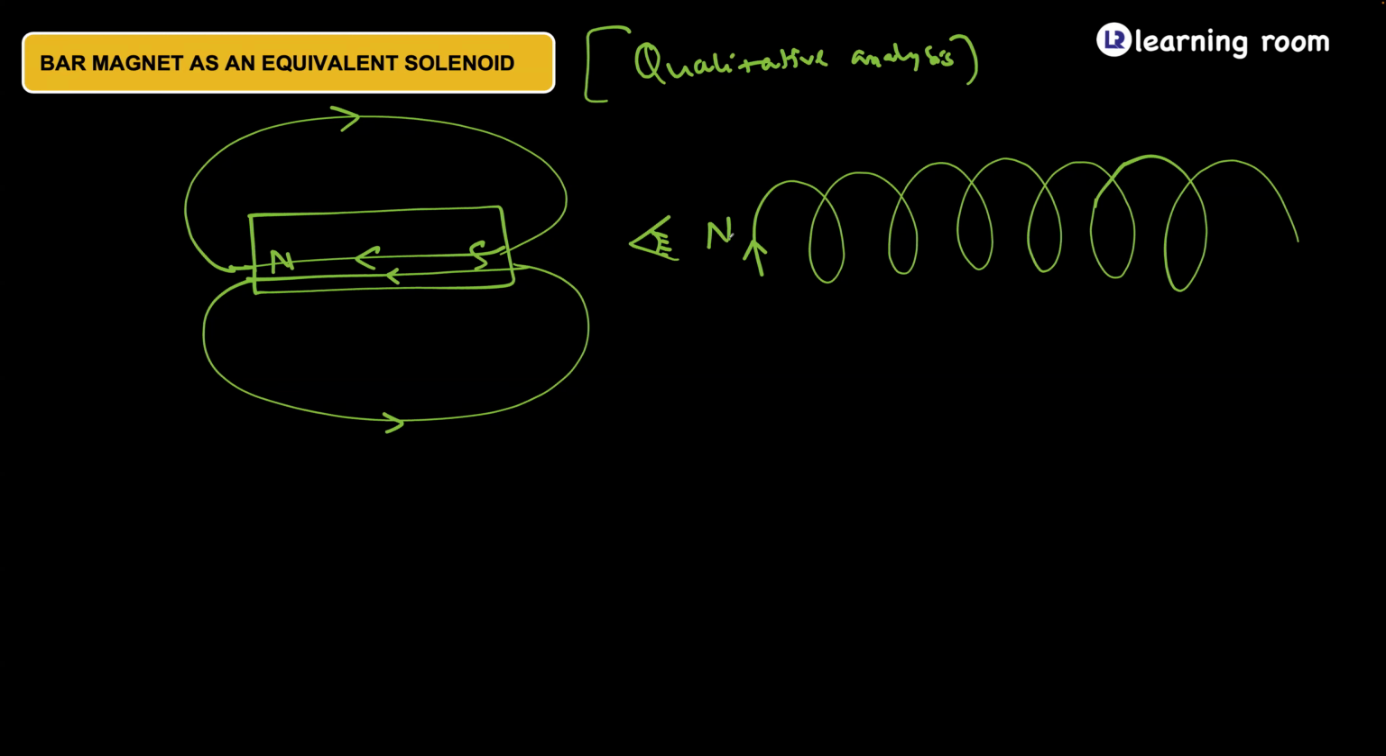If one of the sides is a north pole, the other side is going to be a south pole. When the current is entering the plane on this side, on the other end it appears as if the current is coming out of the plane. Seeing from the same side, it will appear to move in the clockwise direction, so it will act like a south pole.